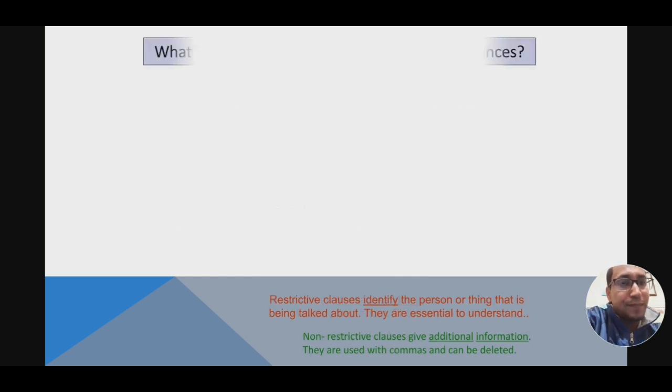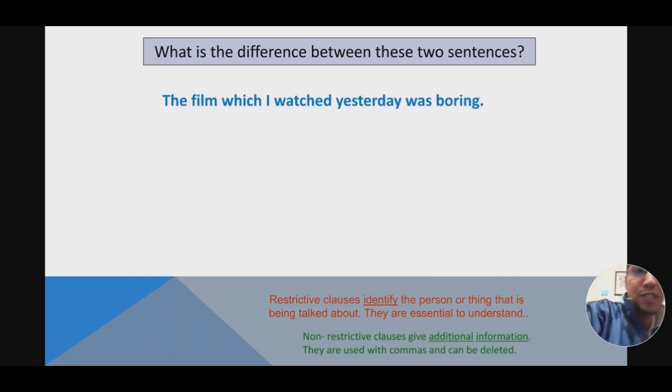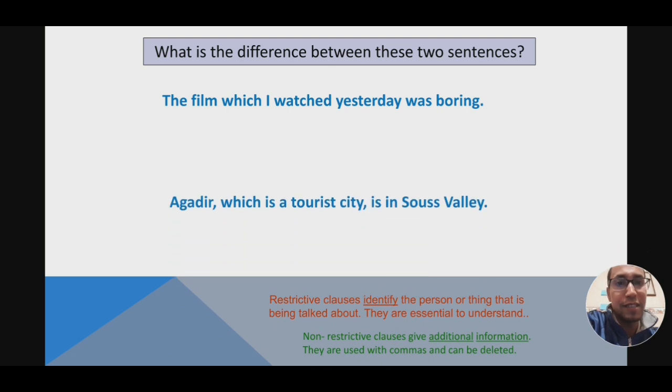Move on. So, what is the difference between the two sentences? First sentence, the film which I watched yesterday was boring. The second sentence, Agadir, which is a tourist city, is in Sus Valley. So what is the difference? The difference is, as usual, if you remember we did it before, you can pause the video until you find the answer. Yes, you guessed it right. The difference is the commas.